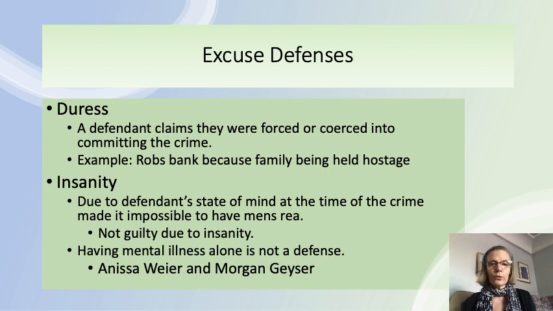The two girls who engaged in the Slender Man stabbing that you're probably familiar with if you grew up in Waukesha, Anissa Weir and Morgan Geyser, were 12 years old when they engaged in that stabbing. Even though they both pled guilty to second-degree homicide, the jury actually found them not guilty due to mental disease or defect, and they are both serving time in a mental health facility as a product of that not guilty due to insanity conclusion.